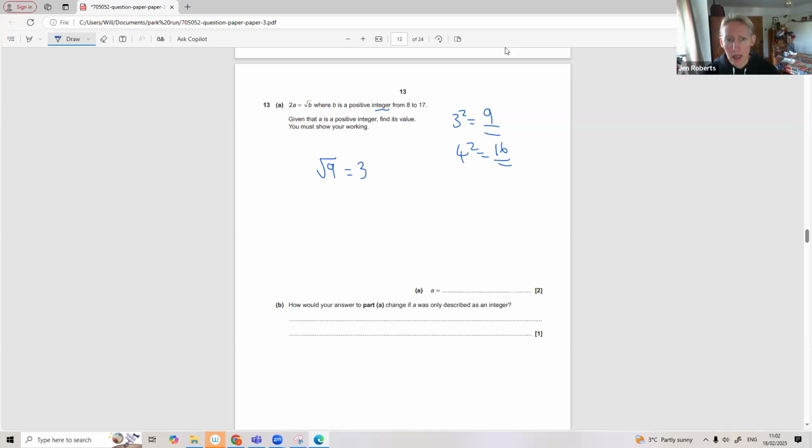Okay. A is a positive integer. Right, so 3, 2 times. Okay, if we did divide 3 by 2, you get a decimal. So the square root of 16 is 4, which you could write as 2 times 2, which means that, let me just write this down. So can you see b is 16 and a is 2?